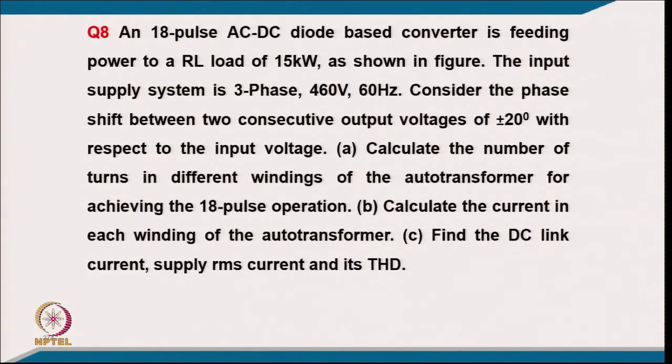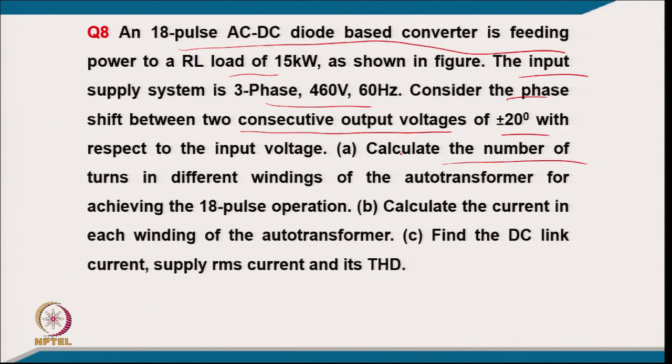So, now coming to example 8, an 18 pulse AC DC converter is feeding power to an RL load of 15 kilowatt, and the input supply voltage is 3 phase 460 volt 60 hertz. Consider the phase shift between the two consecutive of plus minus 20 degree with respect to the input voltage. A, calculate the number of turns in different windings of the auto transformer for achieving 18 pulse operation. B, calculate the current in each winding of the auto transformer. C, find the DC link current, supply RMS current. D, the total harmonic distortion.